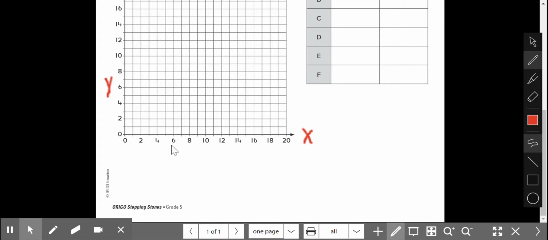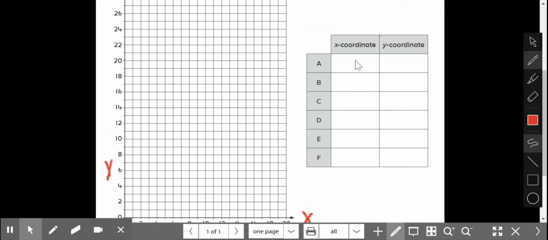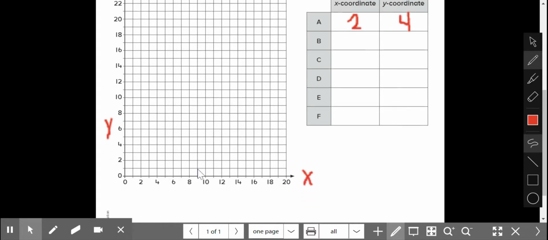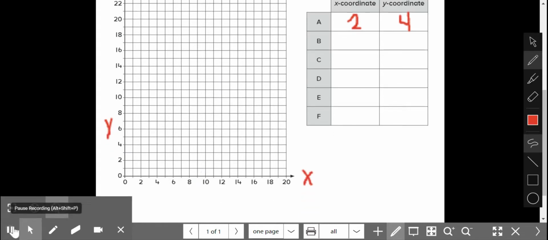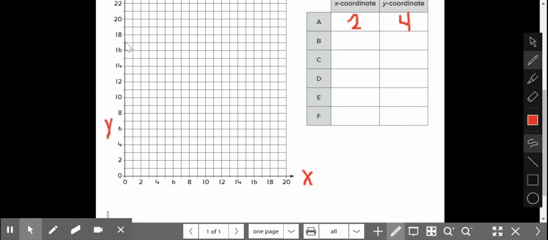As you're looking at two numbers, an x-coordinate and a y-coordinate, you first look at the x-coordinate and then the y-coordinate. This tells you where on this graph we would find this point. You can see that these two lines intersect. The y line and the x line intersect at this 0 point.